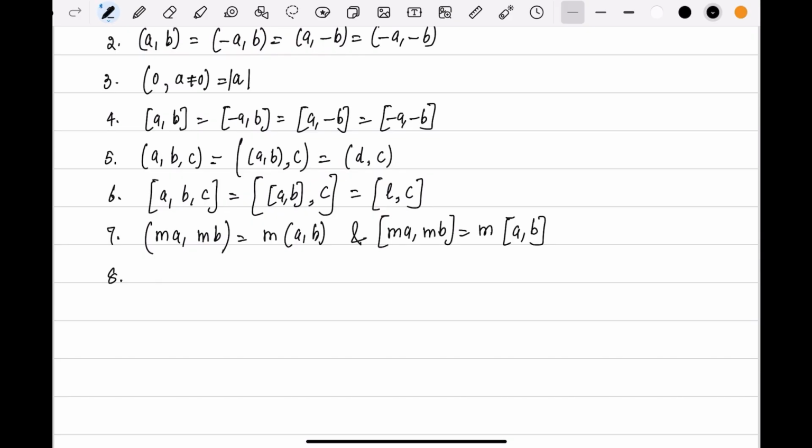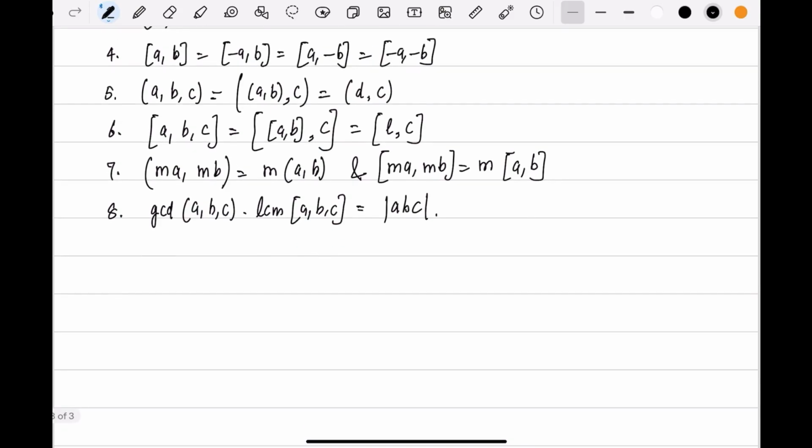And let's also mention this formula: GCD of (a, b, c) times LCM of (a, b, c) is equal to the product of a, b, c with modulus. Now as we know, LCM is defined only when a, b and c are non-zero, and GCD is defined provided at least one of a, b and c is non-zero.